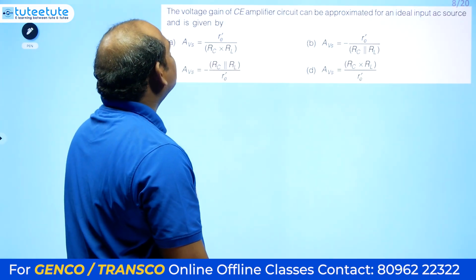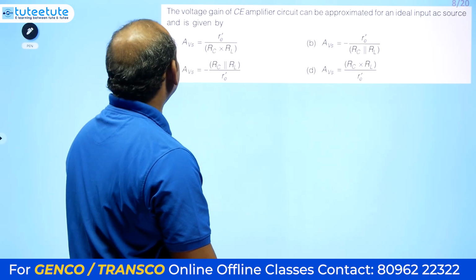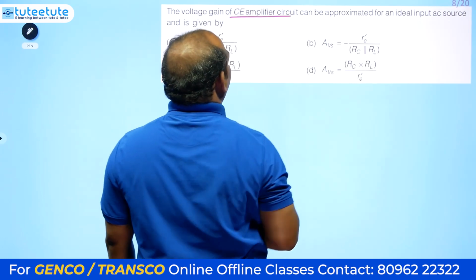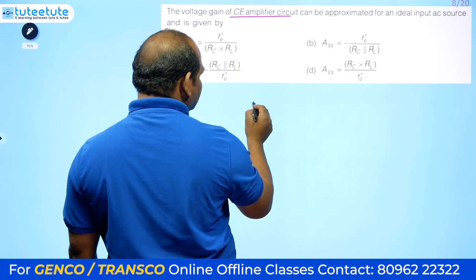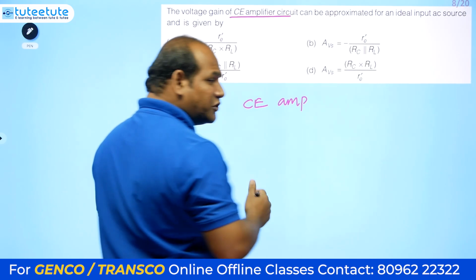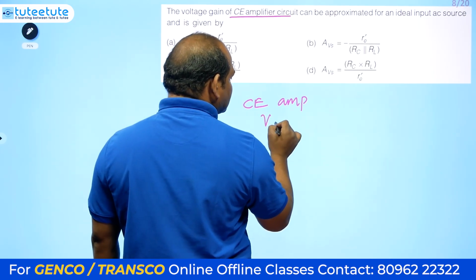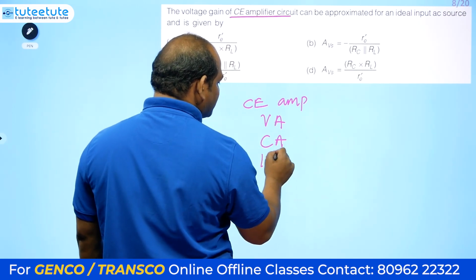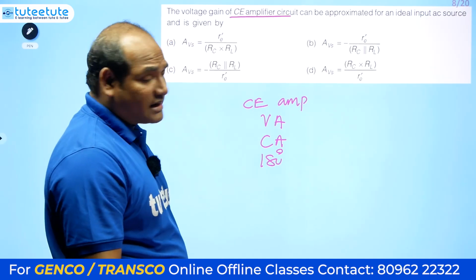Next one. The voltage gain of a CE amplifier circuit may be approximated for an ideal input AC source and is given by. So CE amplifier. Take any CE amplifier, for example the basic low frequency analysis CE amplifier. What do you know about the CE amplifier? We can tell that it can work as a voltage amplifier, it can work as a current amplifier, and it provides 180 degrees phase shift between input voltage and output voltage. All these things we are able to tell.